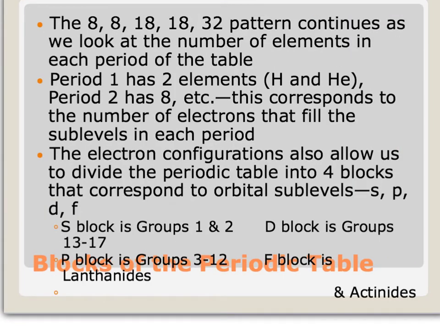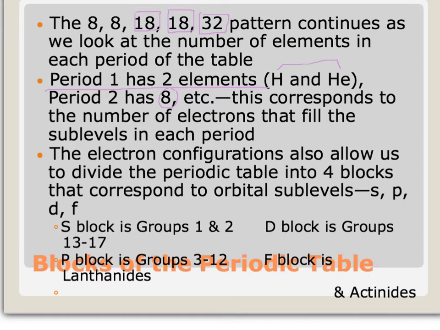We can see this 8, 8, 18, 18, 32 pattern continue as we look at the number of elements in each period of the table. The one that's slightly different is period 1, so just hydrogen and helium. That period only has 2 elements. Period 2, however, has 8. Period 3 also has 8. Period 4 has 18. Period 5 has 18. And period 6 has 32. So you can see that pattern continues as we go along.